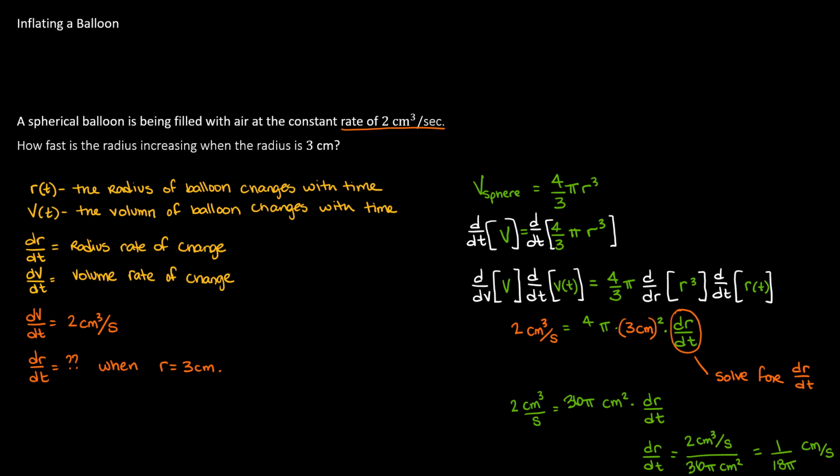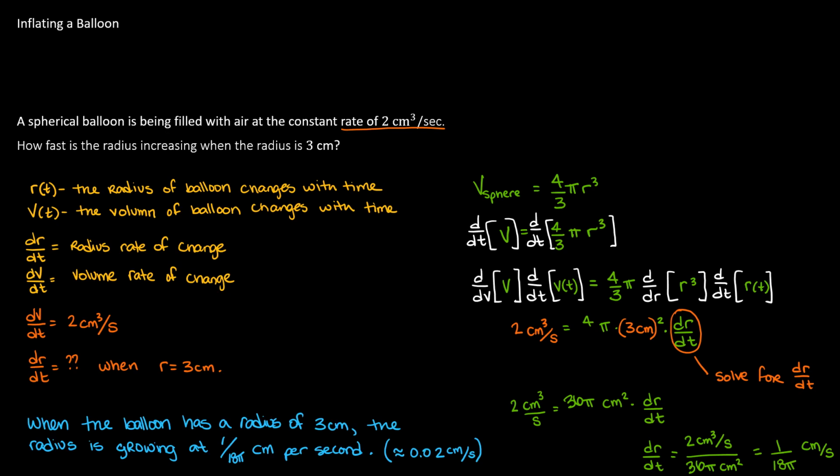centimeters. Related rates problems are word problems, and it's always best to answer a word problem with a complete answer, like a complete sentence, so let's go ahead and do that. When the balloon has a radius of 3 centimeters, the radius is growing at 1/(18 pi) centimeters per second. And let's be honest, most of us don't know what 1 divided by 18 pi looks like, so it's worth putting a decimal approximation so that we know it's about 2/100ths of a centimeter per second.